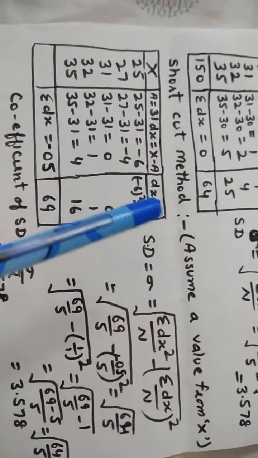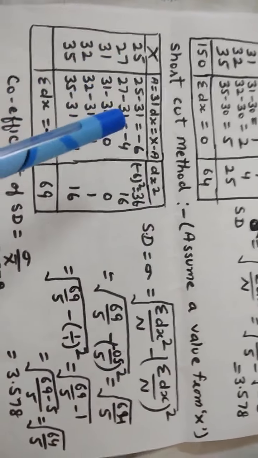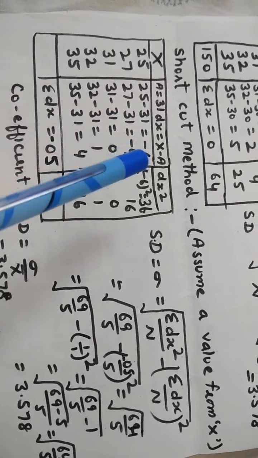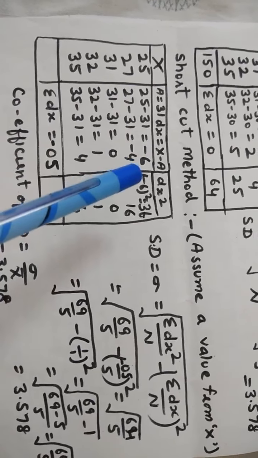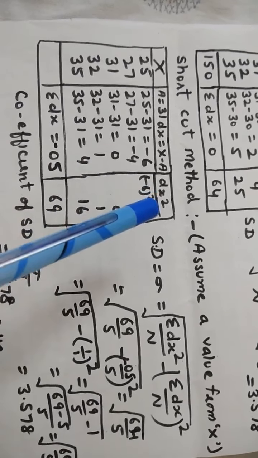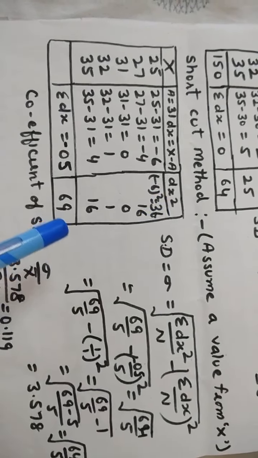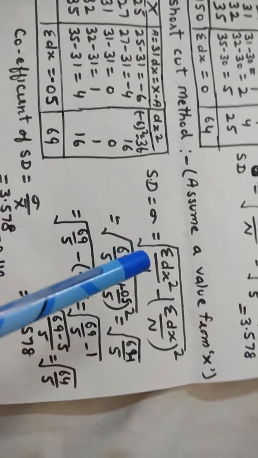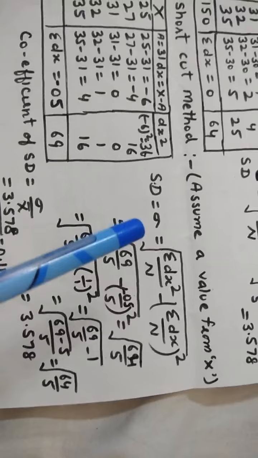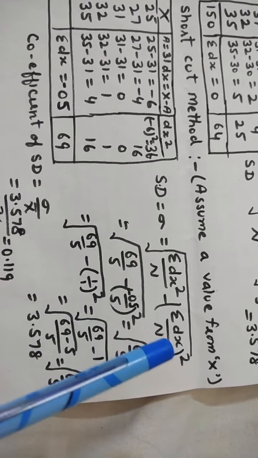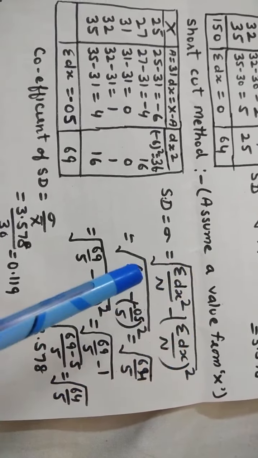With shortcut method, assume value from variables, that is 31. By taking deviation with assumed value, we get this, minus 6, minus 4. Then square the dx, we get 69. Summation of dx square is 69. Now formula for calculating standard deviation with assumed mean is summation dx square over n minus summation dx over n whole square, under root.